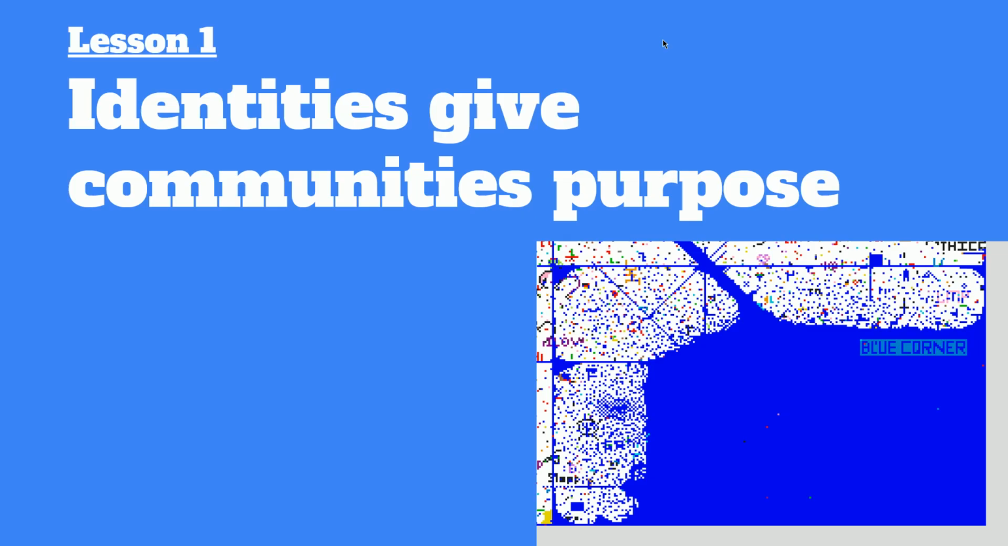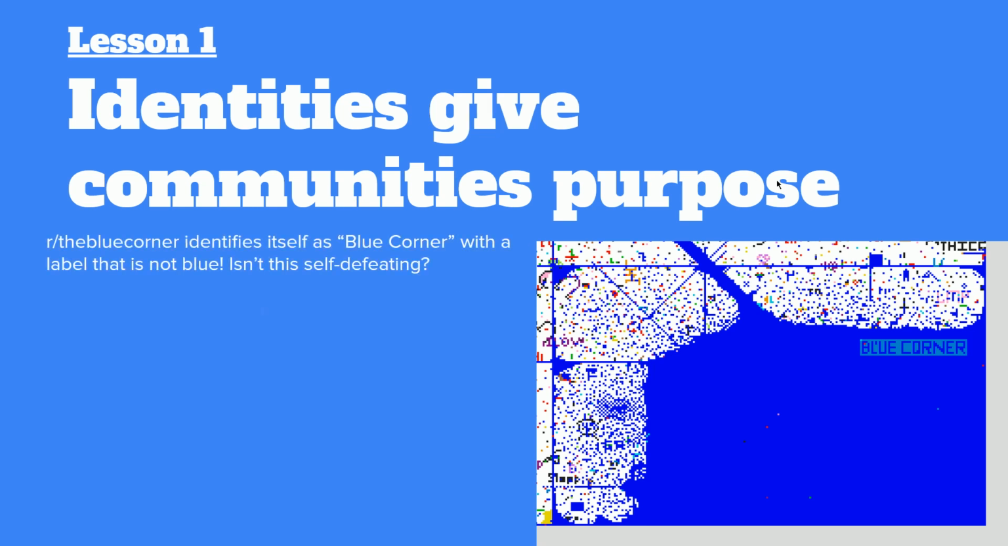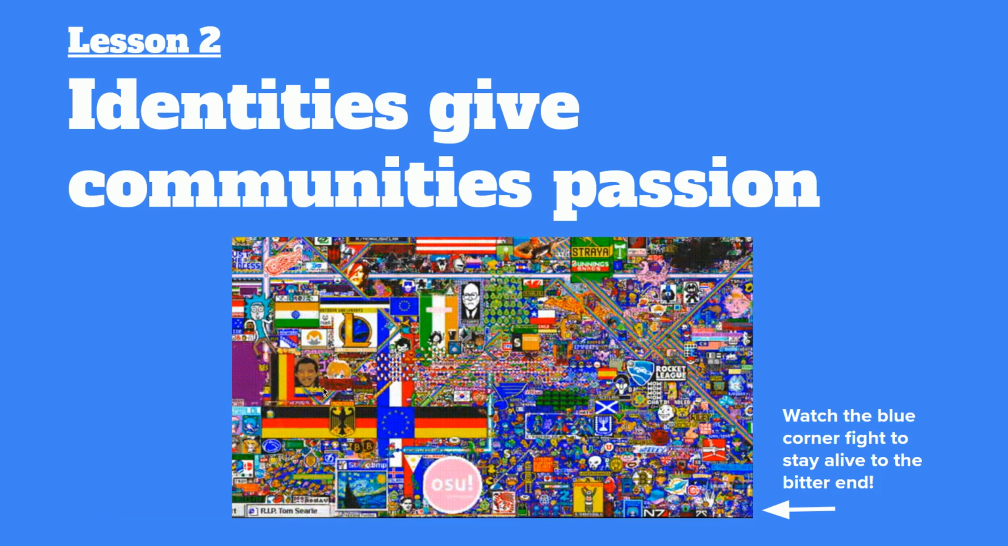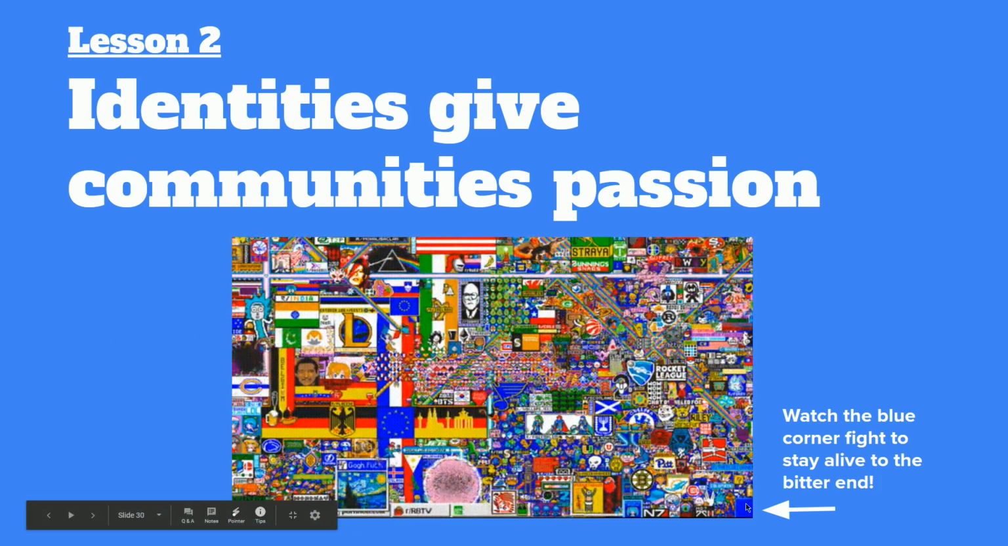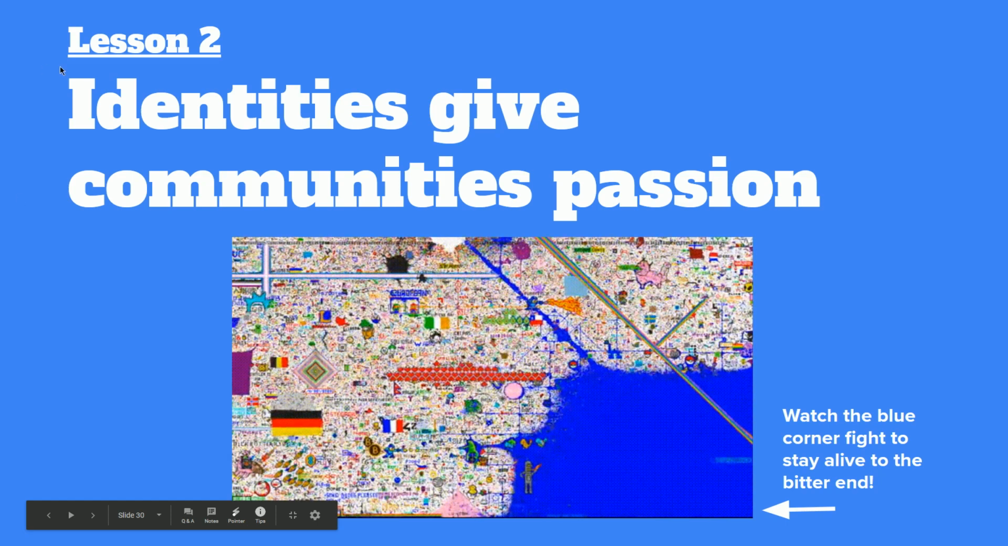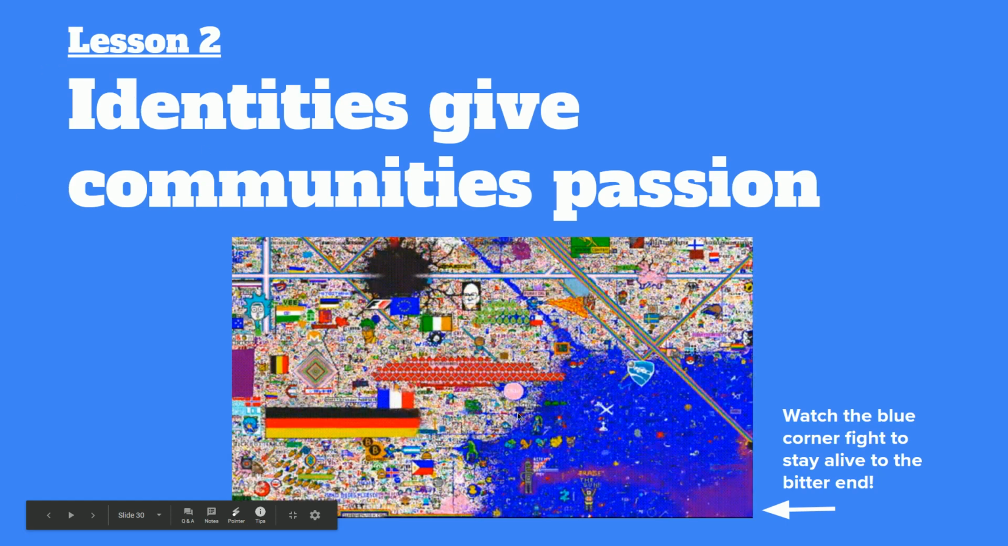But my point here is that it's partly the capacity to identify ourselves and our communities that gives us this coordination capacity. So my favorite example of this in the image is the blue corner. Let me show you a GIF of it first, and I'll come back here. So this will loop around again. This is just the bottom corner of r/place, and you can see the bottom corner.